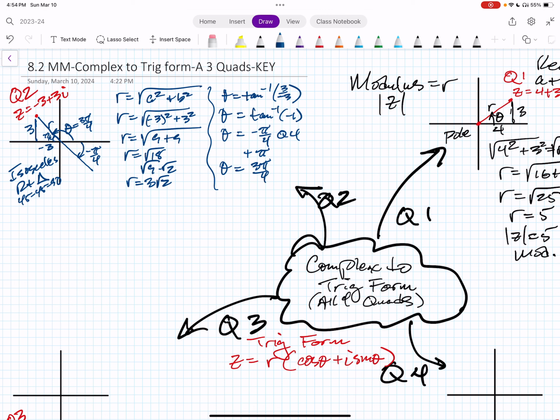And so your complex number in trig form would be equivalent to your modulus 3 rad 2 times cosine of your angle, not negative pi fourths, but 3 pi fourths, because you want to express it as a positive angle, plus i times the sine of 3 pi fourths. And again, that's equivalent to negative 3 plus 3i. This is equal to negative 3 plus 3i in rectangular form.